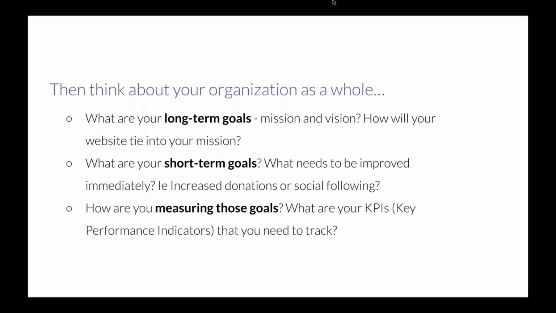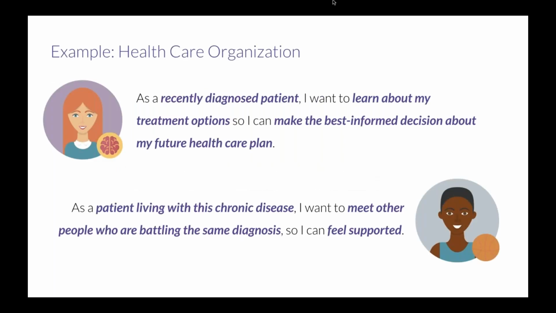So let's look at some examples of what your user action goal statements might look like. Remember that your personas are going to be very different for every organization and every industry. There's not going to be a one size fits all, but I pulled two examples from different organizations so you can get an idea. So for instance, if you are a healthcare organization, your user personas might sound like this.